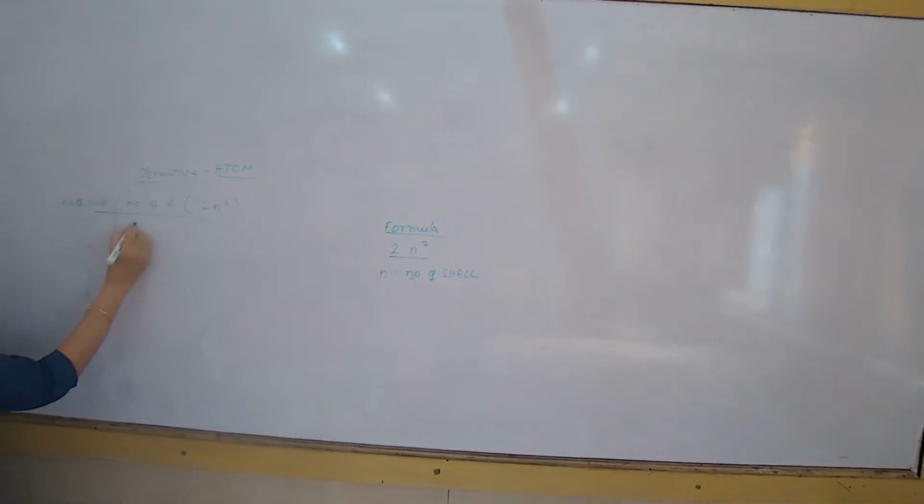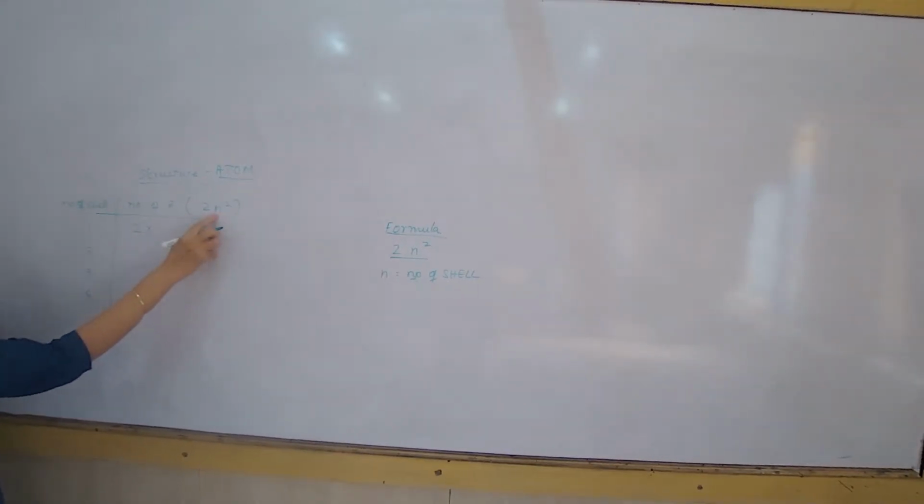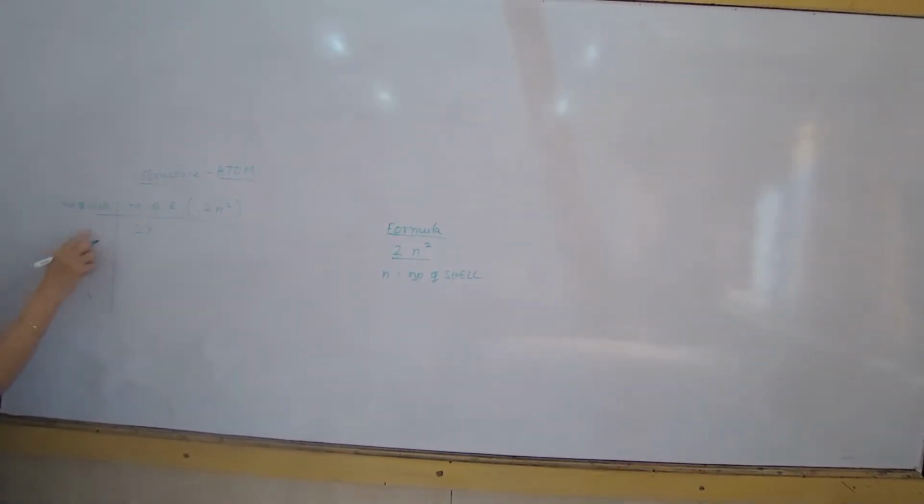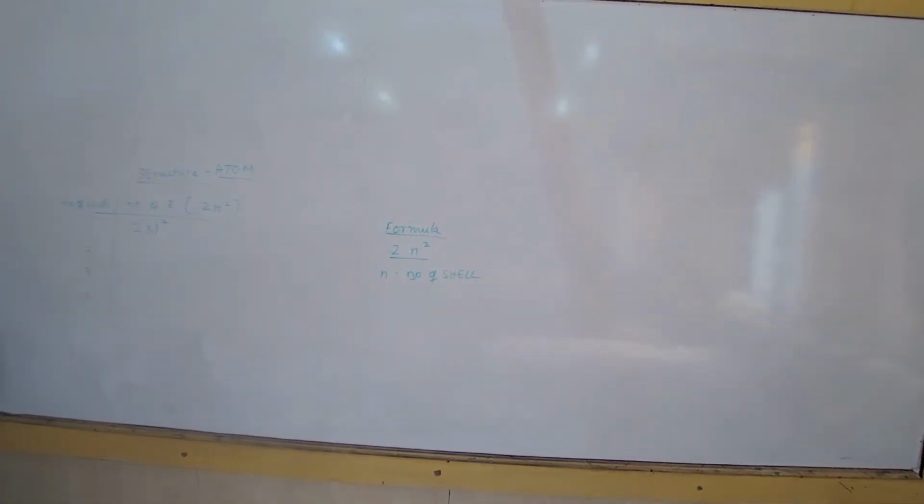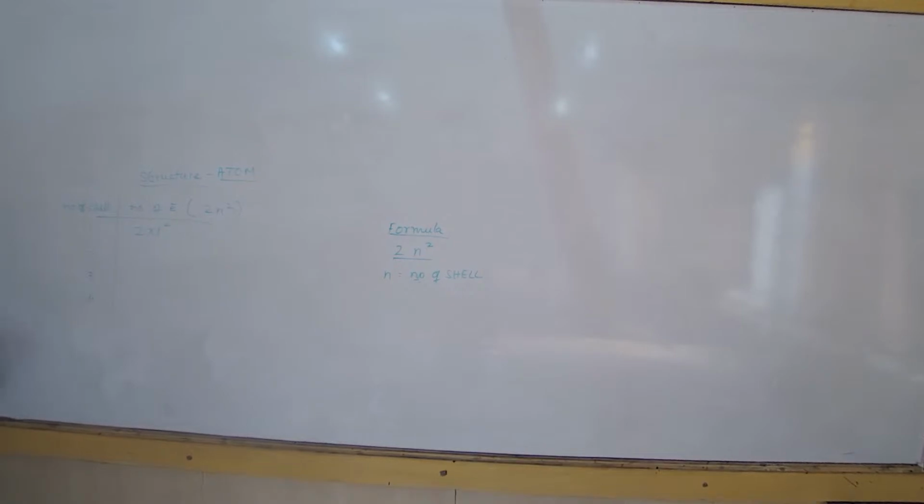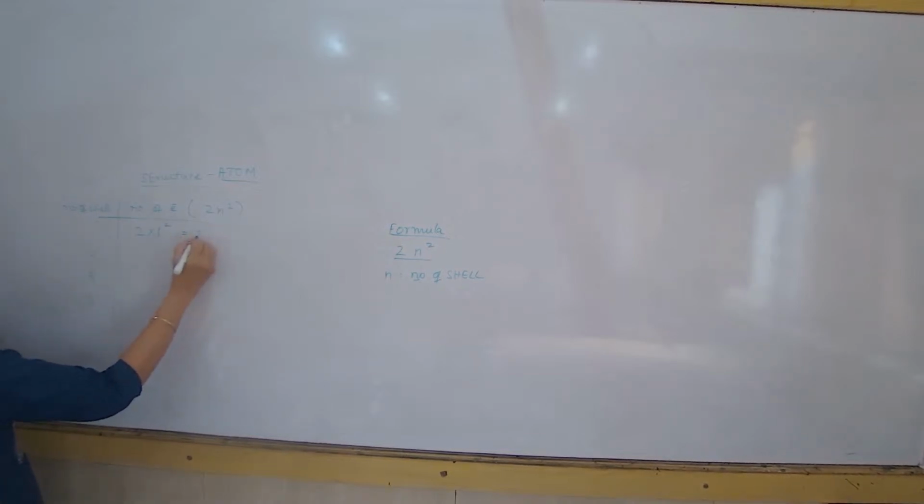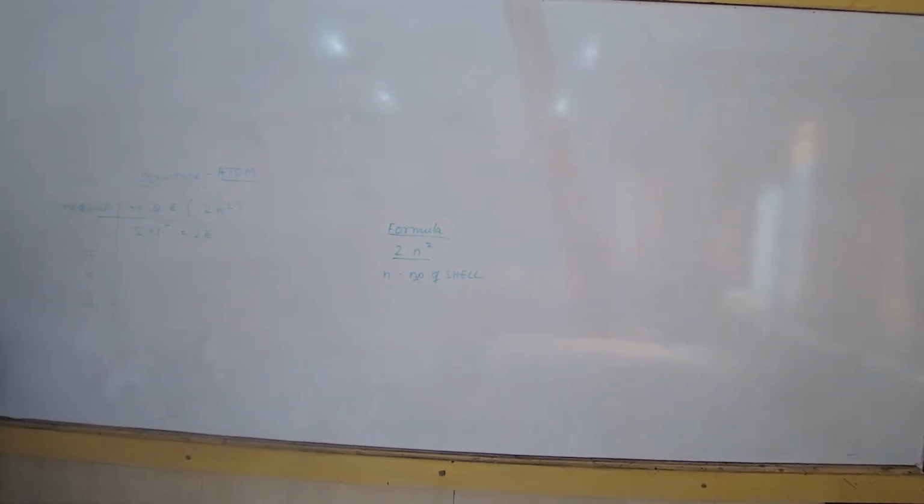For the first one, it is 2 times n squared, and n is equal to 1 because it is the first shell. 1 squared is 1, and 1 into 2 is 2. How many electrons will be present in the first shell? There will be only 2 electrons. Even if a third electron comes, it will not come into the first shell. So the maximum capacity is only 2. Is that okay? Did you understand?